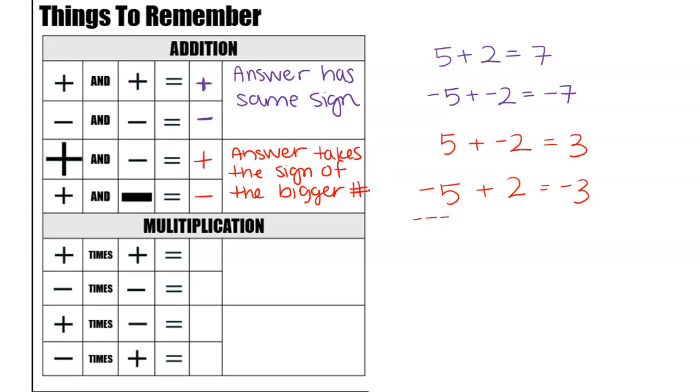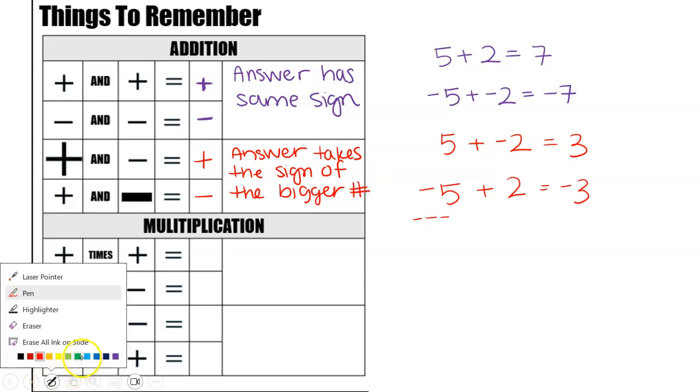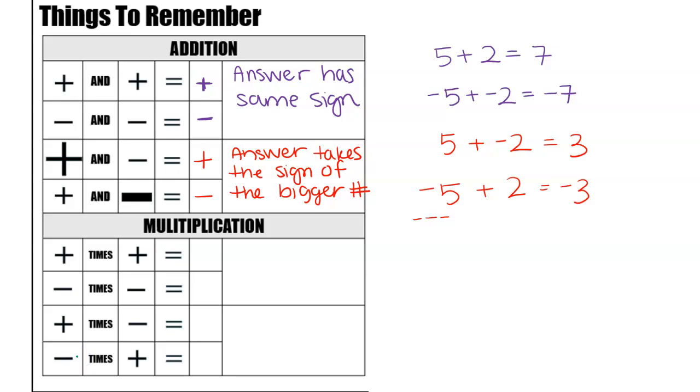All right, so multiplication, when we get into that, is a little bit more straightforward. I feel like people have this memorized a little bit easier. A positive times a positive and a negative times a negative will always be a positive. So if the signs match, the answer is positive, no matter what.